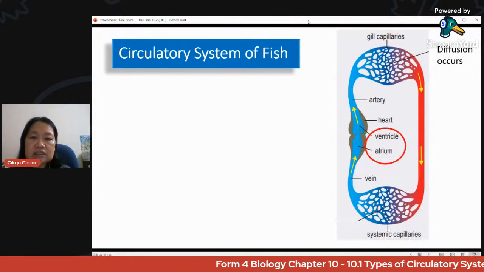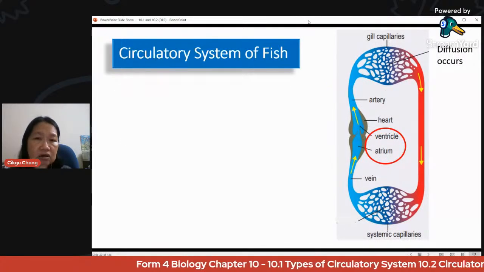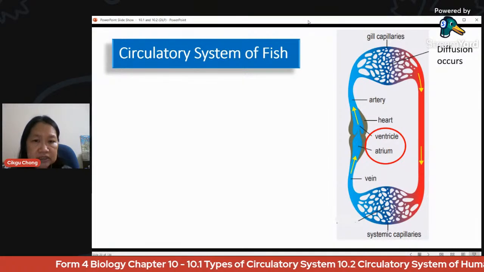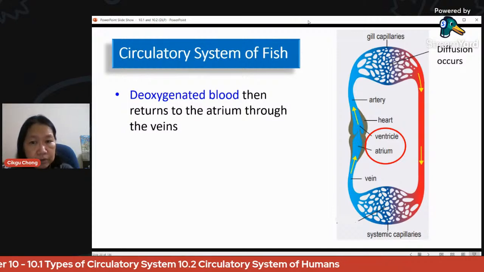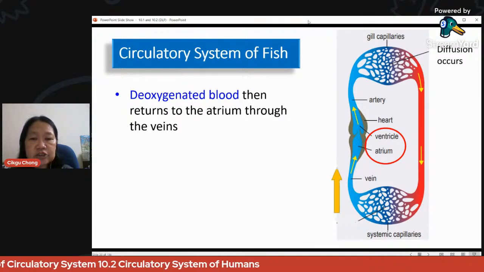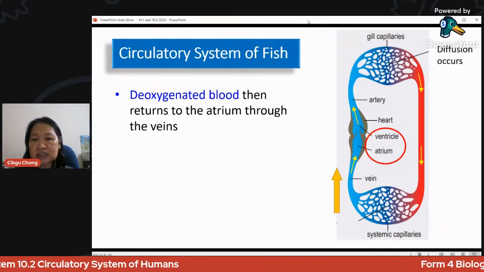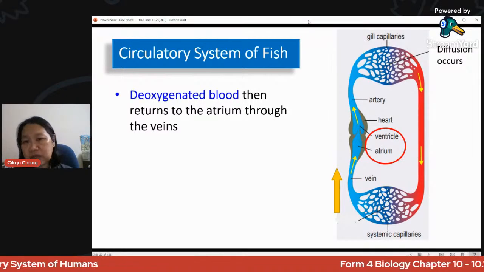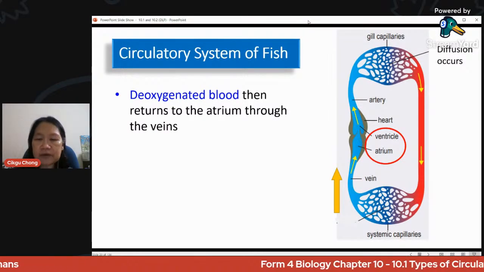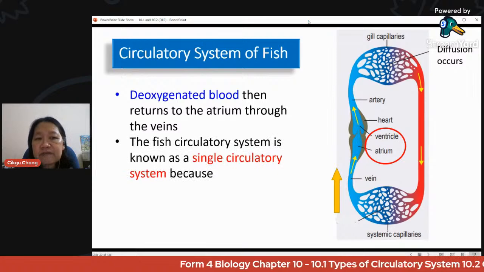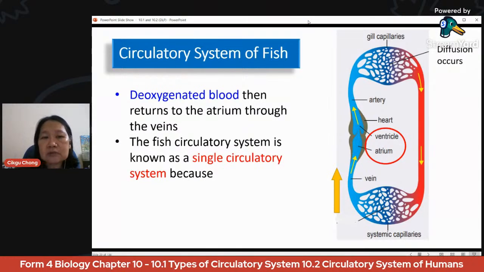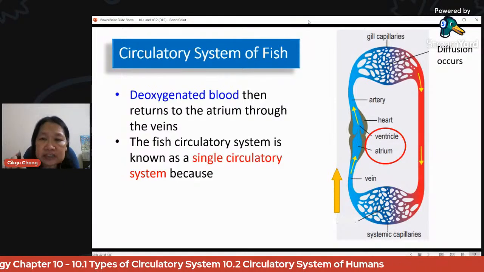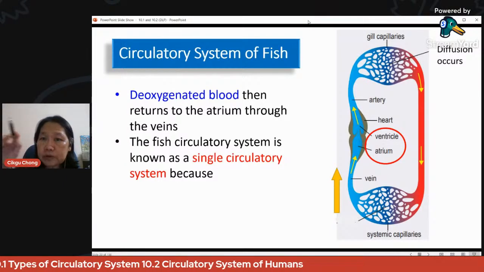And after that, of course, it collects carbon dioxide from the body cells, and it comes back. Okay, so the deoxygenated blood, the one in blue, right? It returns to the atrium through the veins. So you have artery and also vein. These are the blood vessels. Okay, then this type of circulatory system is known as single. Single is because you can see very clearly there's only one loop, right?